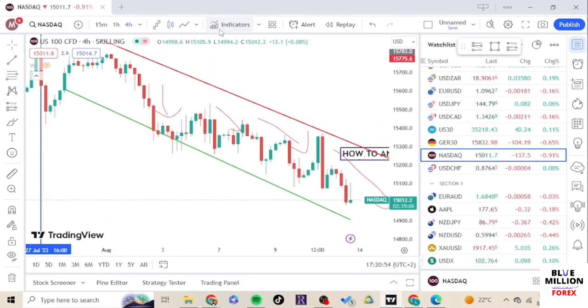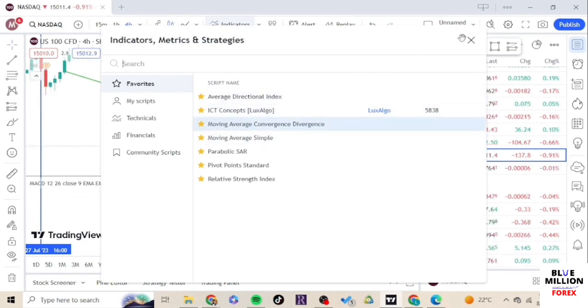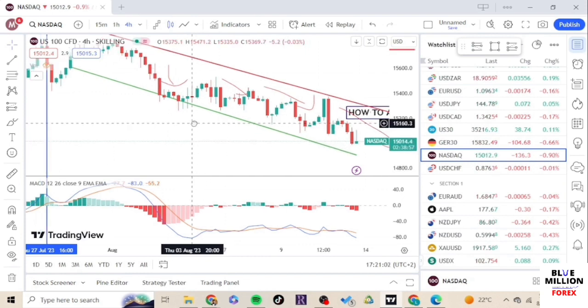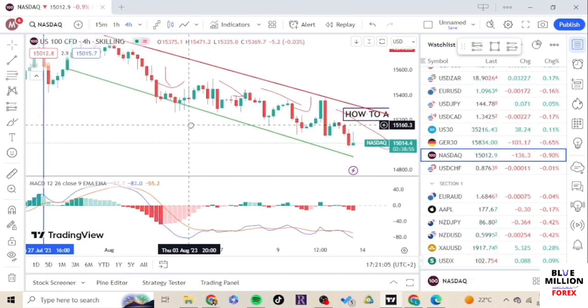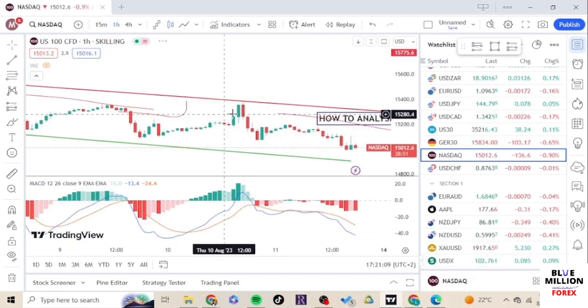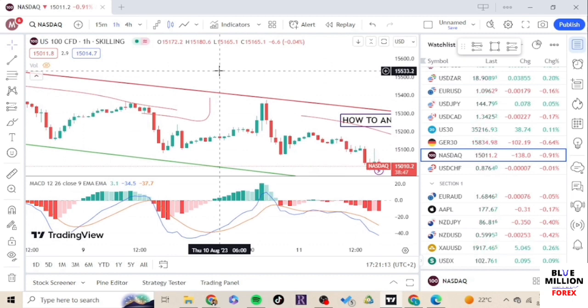Now, you can add your own indicators for further proof. For instance, you can add a moving average convergence divergence, an MACD, to see when the buyers or the sellers are losing momentum. Now, this is just for analyzing the trend. The 1 hour will show you what the trend is currently, right?